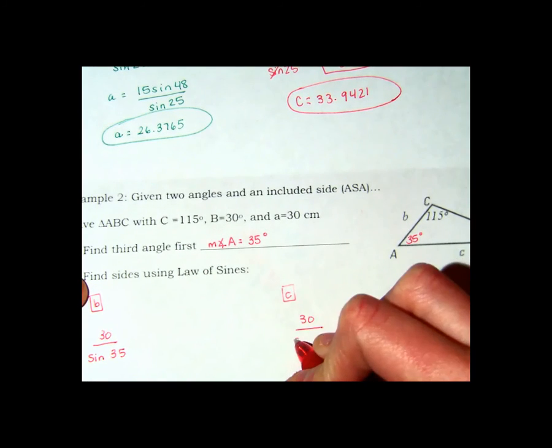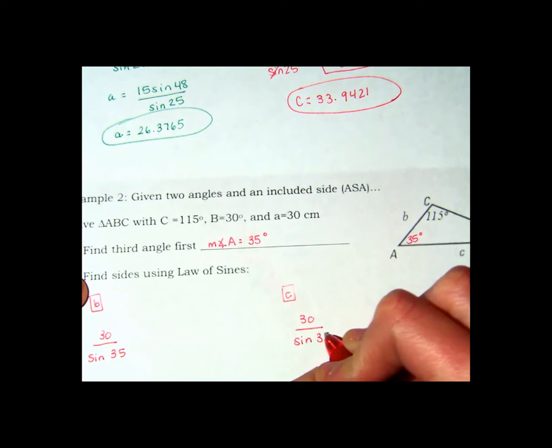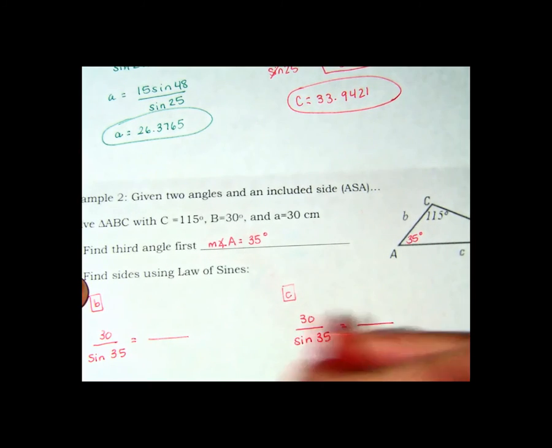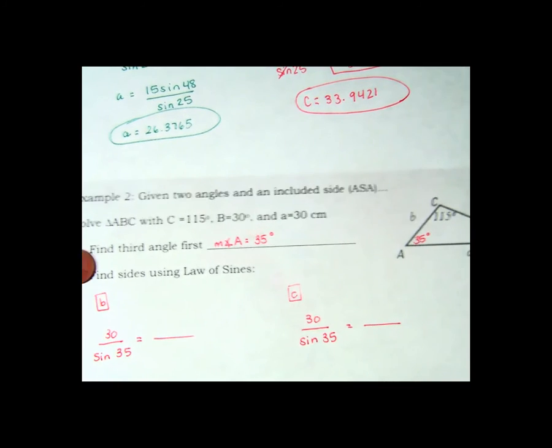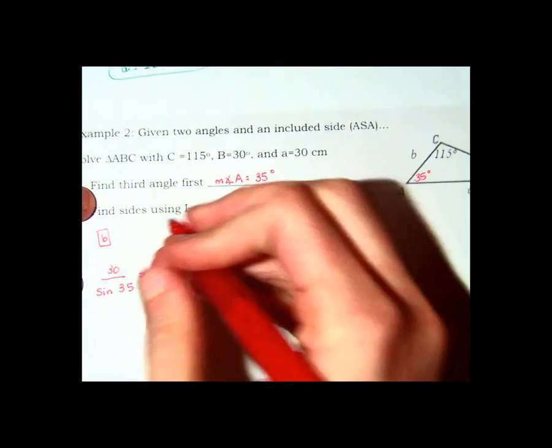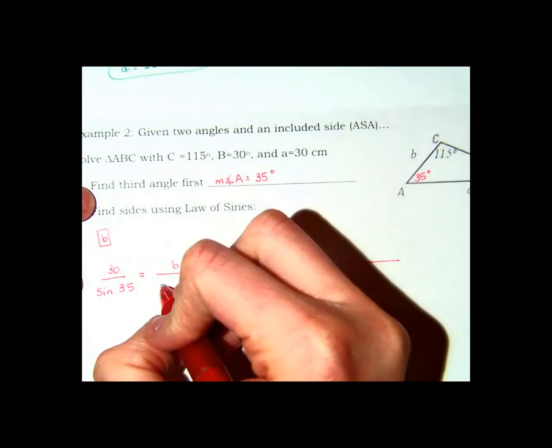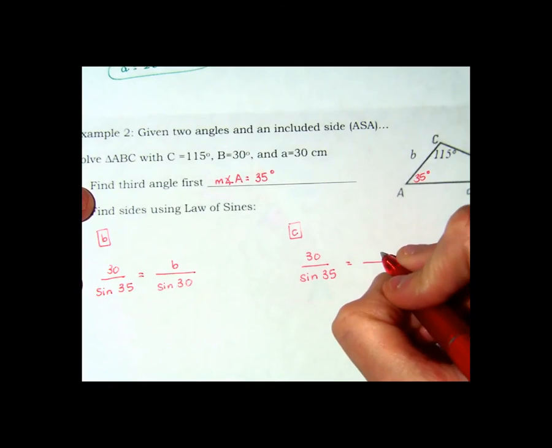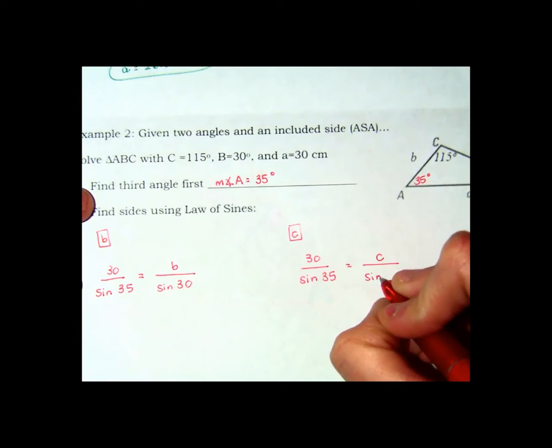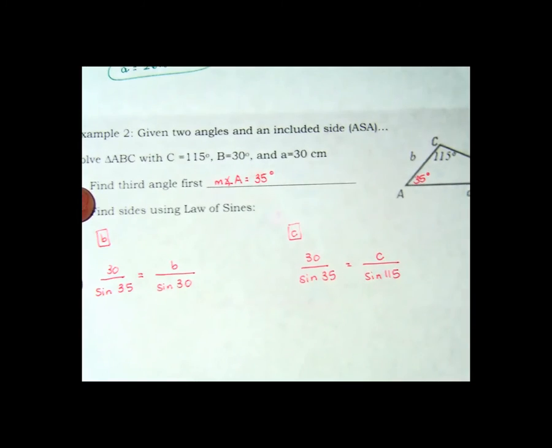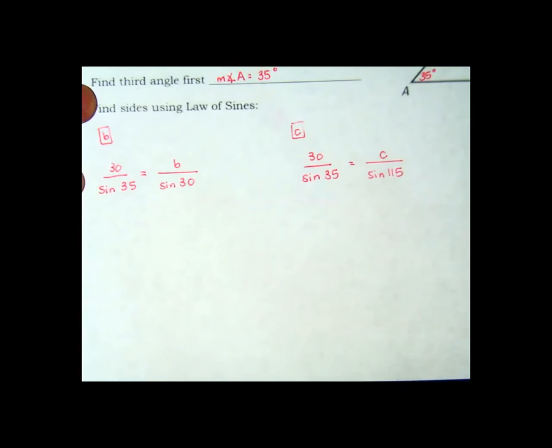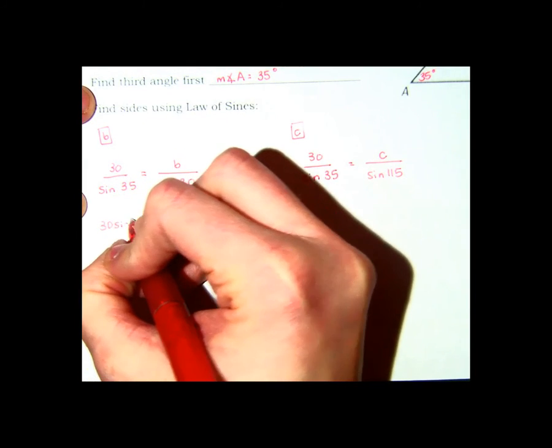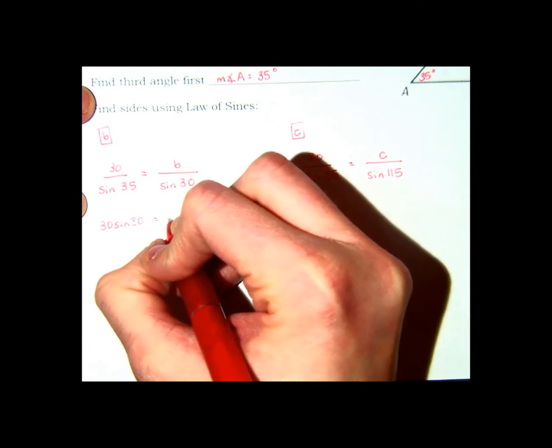Do you know why we use that one again for C instead of using B? It's not a decimal, it's not rounded. So we always go back to the one we had originally. Okay? So B then is B over sine of what? While I'm at it, let's set this one up too. It's C over sine of... Okay. Cross multiply, and you get 30 sine 30 equals B sine 35.